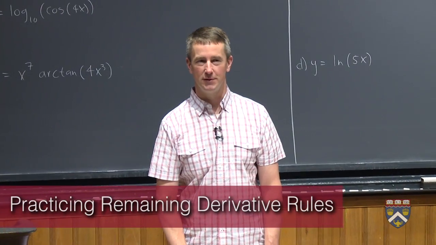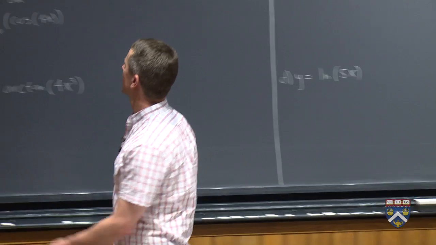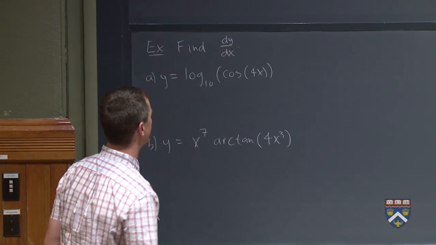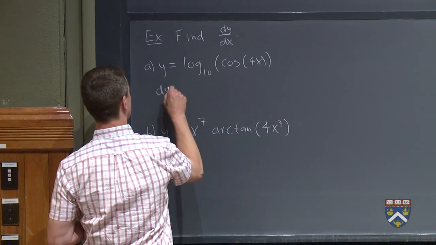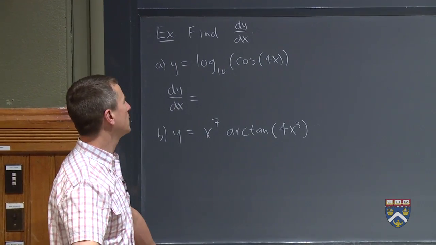Now that we have all of our derivative rules, let's see if we can practice putting them together. So let's start with this: log base 10 of cosine of 4x. I hope by now you're recognizing this is going to be a chain rule problem.